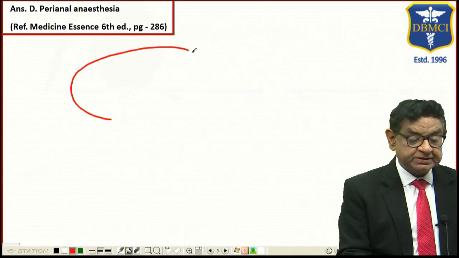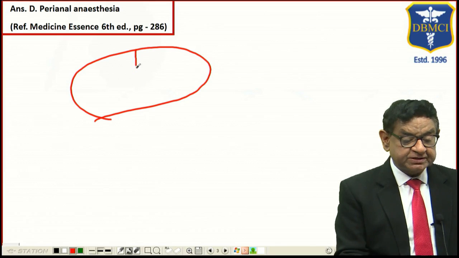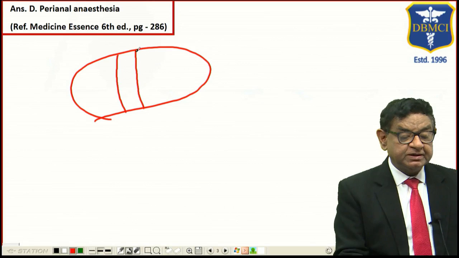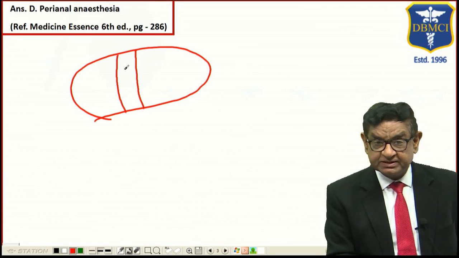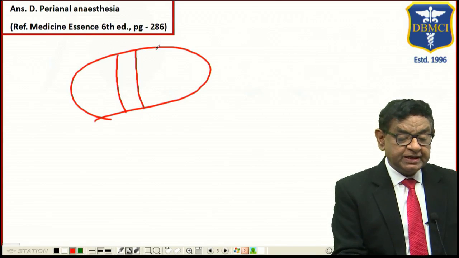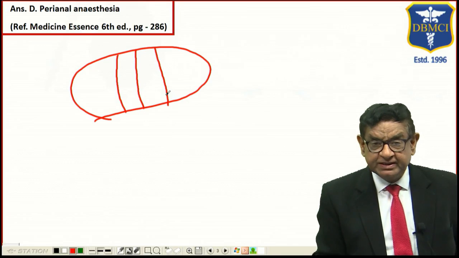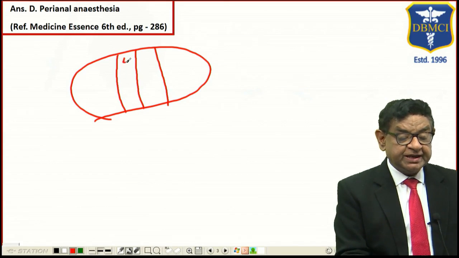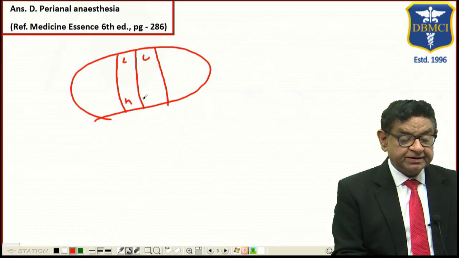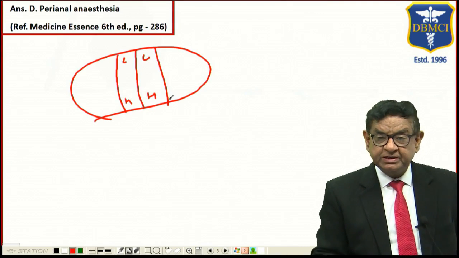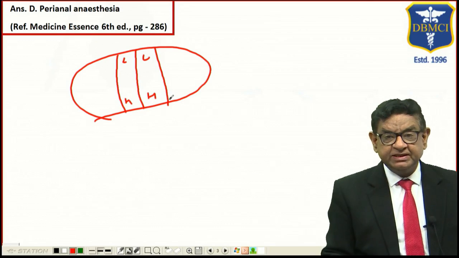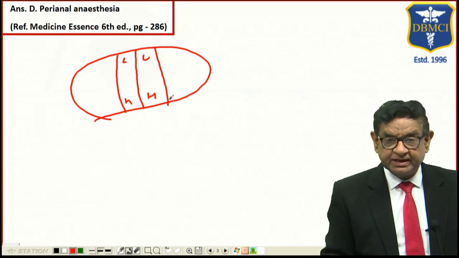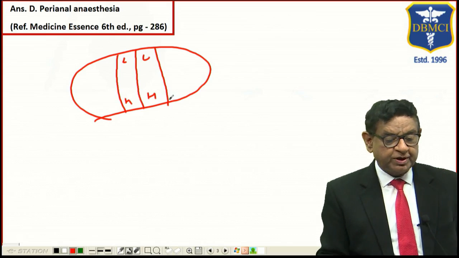Here is the cerebrum. This is the central sulcus. The part which lies in front of the central sulcus is the motor cortex, and the part which lies behind the central sulcus is the sensory cortex. And this is the leg area, and this is the head area. It means in the motor and sensory cortex, the legs are represented upside and the head is represented downward.